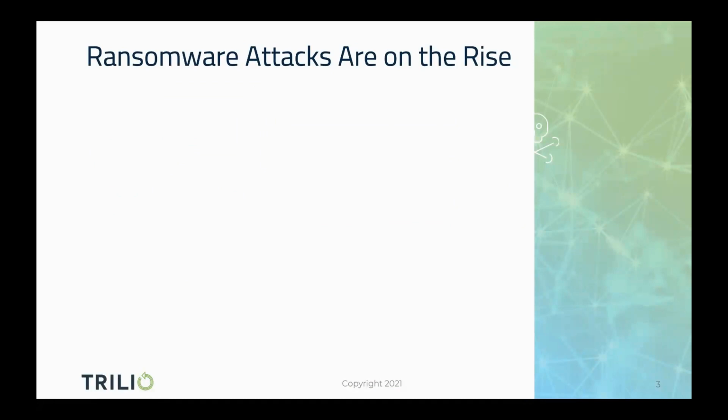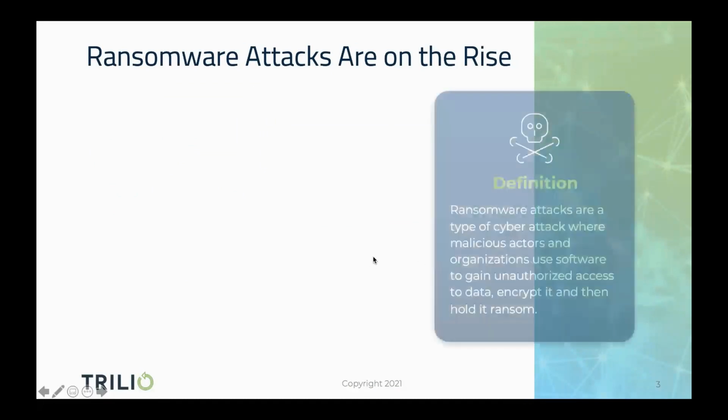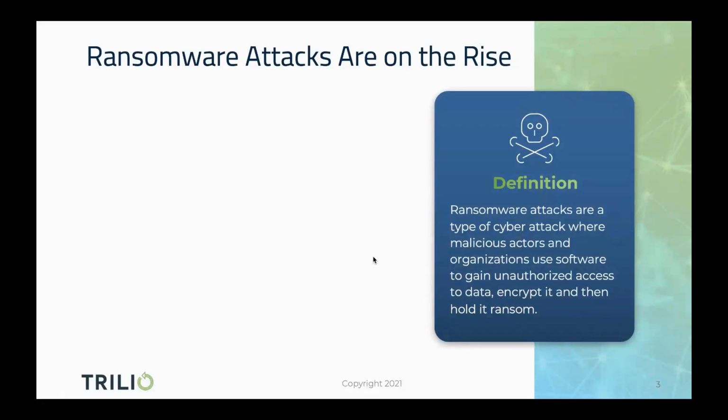So ransomware attacks are, of course, on the rise, as many of us know these days. A ransomware attack is a type of cyber attack where a malicious actor or organization uses software to try to access the data of an organization. In this situation, it would be the data sitting on a Kubernetes cluster. Once they access that data, they try to encrypt it and then hold it for ransom, telling you, at least saying, that they will unlock it, but possibly might not even unlock it.